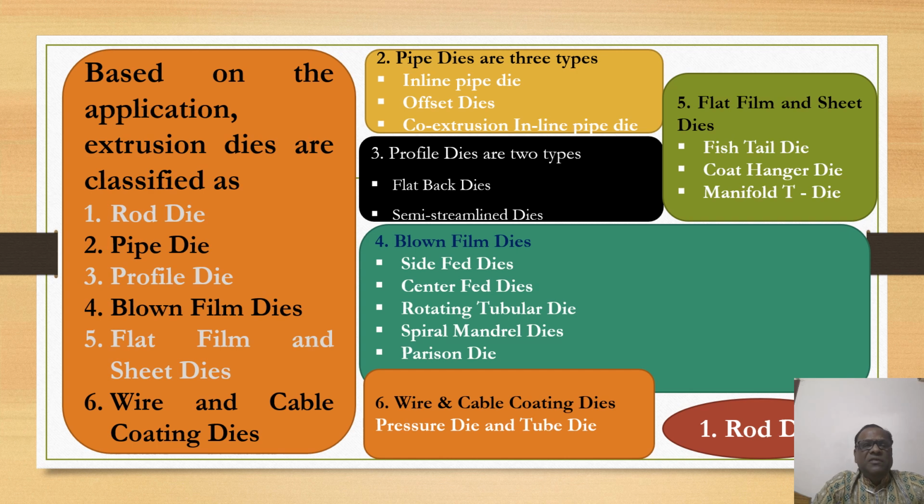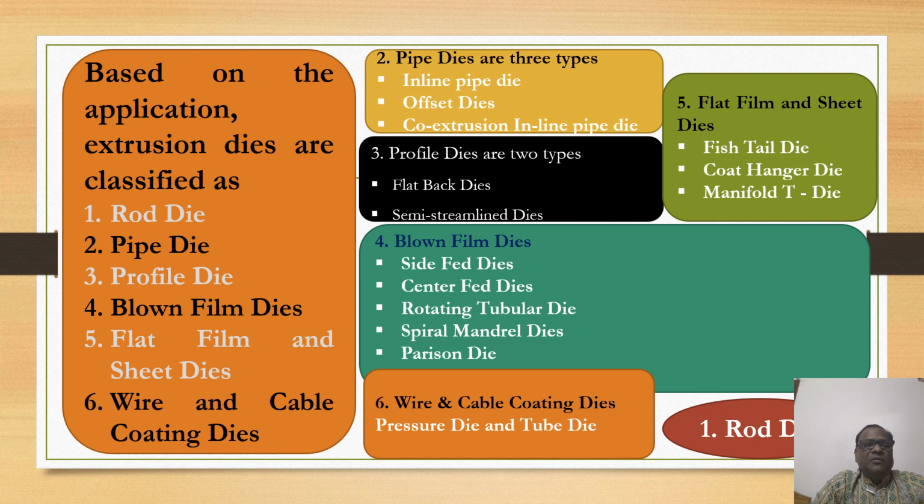So if we go individually, some subgroups are there. For example, rod die. Rod die does not have any type of subgroup. It is a single type of die where we get plastic rods through the extrusion process.